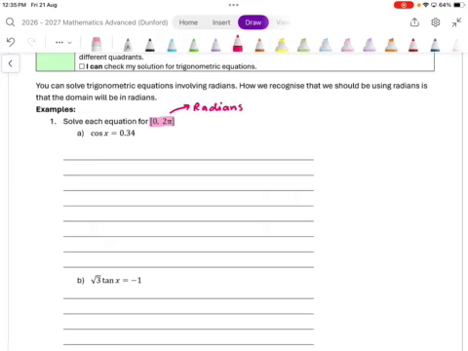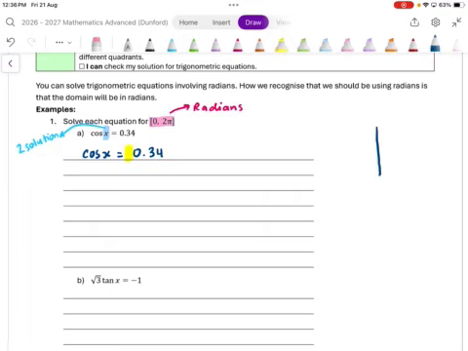So in our first question, we have cos x equals 0.34. Now our x is by itself. There's no a value in front of our x. So what that means is we want two solutions for this question. So our question is that we have cos x equals 0.34.